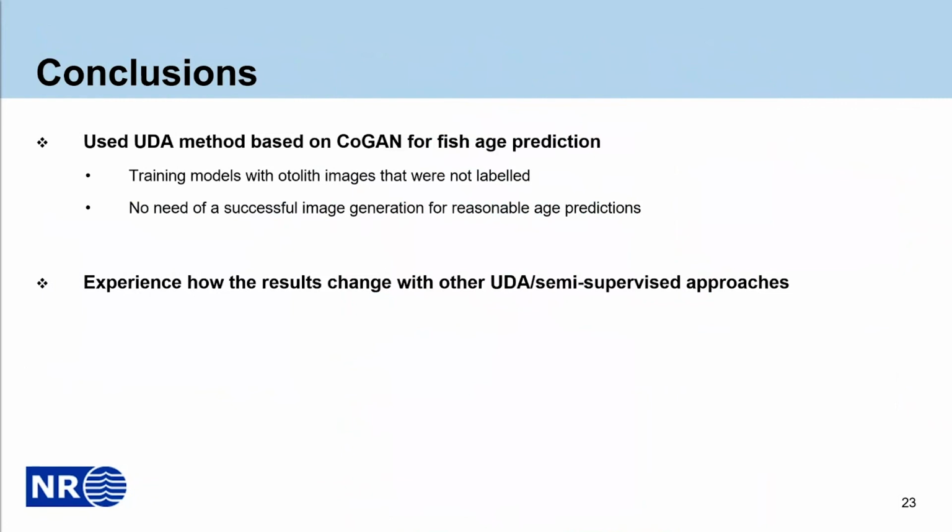So this concludes this presentation. I shared today my experience with working with unsupervised domain adaptation based on the Kogan, such that the age of the fish was predicted by training models from unlabeled otolith images and labeled images from a source domain. So the presented approach did not seem to rely on successful image generation to obtain reasonable age predictions in the target domain. And by the way, this may be a topic that we may take further in the discussion in a few minutes. And in the future, we would like to compare the proposed method with other unsupervised domain adaptation approaches or other semi-supervised approaches.